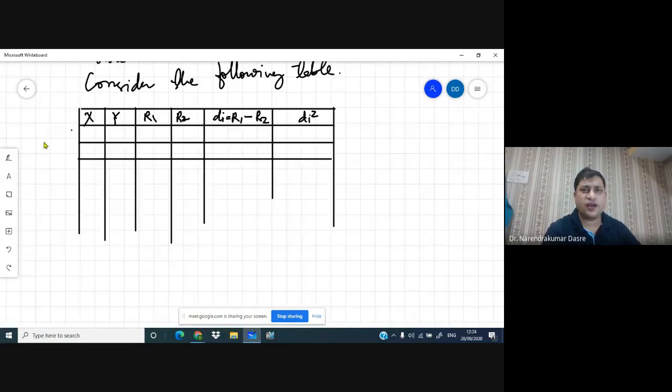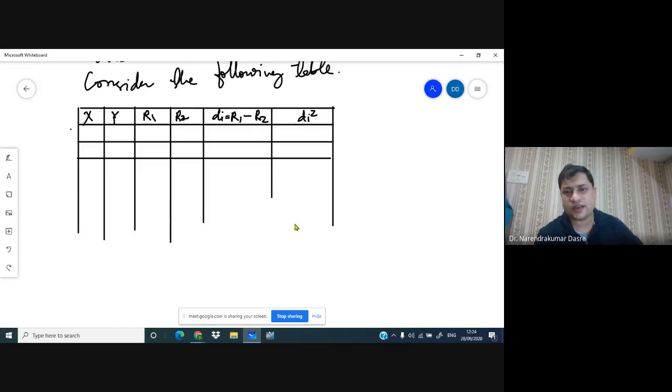Okay, so if your value of di square is correct, then your ranks will be correct. So I want you to make the table now and then give me the value of di square. So let us see who is able to calculate di square. Okay, so calculate di square and then give me the value.